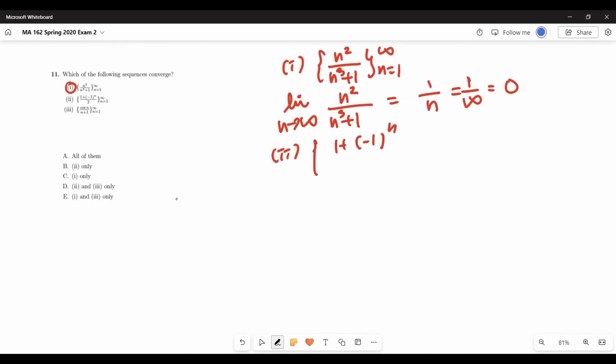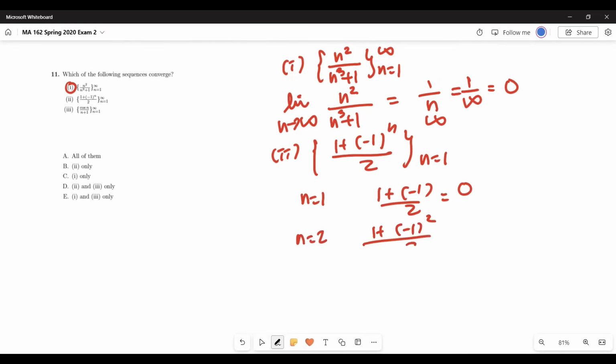1 plus negative 1 to the n over 2, where n is 1 to infinity. If you plug in n equals 1, this becomes 1 plus negative 1 over 2, which is just 0. n is 2: 1 plus negative 1 squared over 2, which is just 1. And n equals 3: 1 plus negative 1 cubed over 2 becomes 0 again. This will just repeat 0, 1, 0, 1. So it doesn't really converge to any value. Instead, it will just repeat 0, 1, 0, 1. So this will be diverging. So 2 is not right.